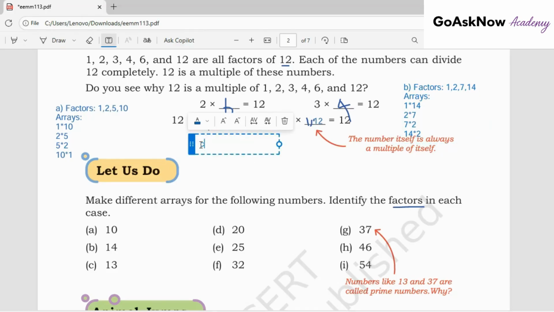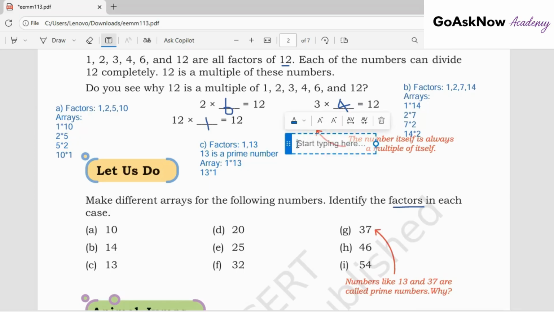Next, part C, 13. The factors of 13 are 1 and 13. Since 13 has only two factors, 1 and itself, 13 is a prime number. The arrays are 1 into 13 and 13 into 1.